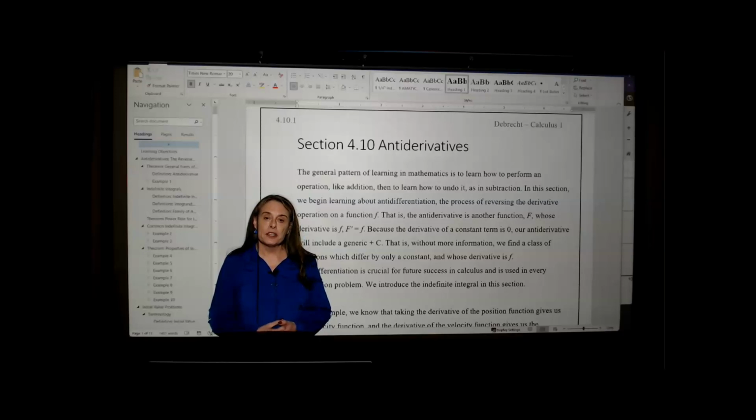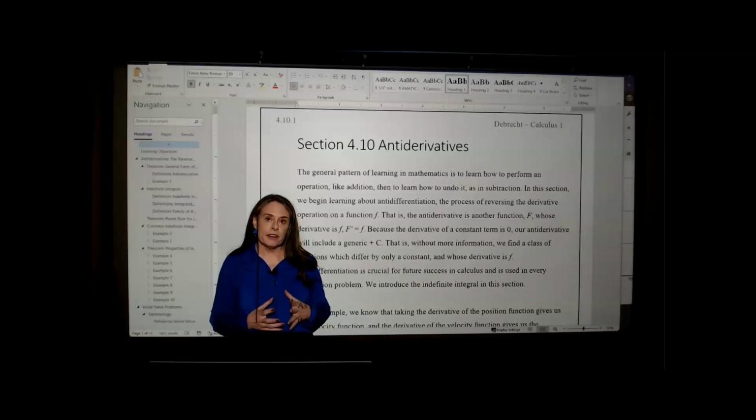Let's suppose we start with a function lowercase f, and we find another function, the antiderivative of lowercase f, where the antiderivative function is uppercase F, and the derivative of uppercase F gives us the lowercase f function. And we would say that uppercase F is an antiderivative function for the lowercase f.